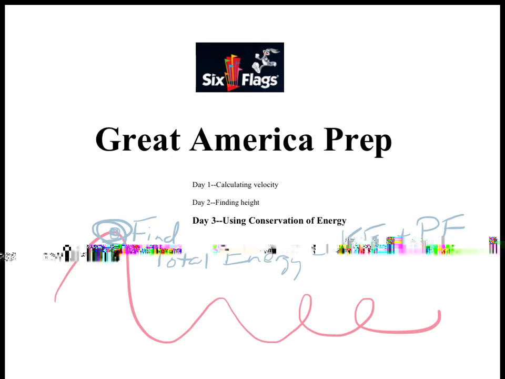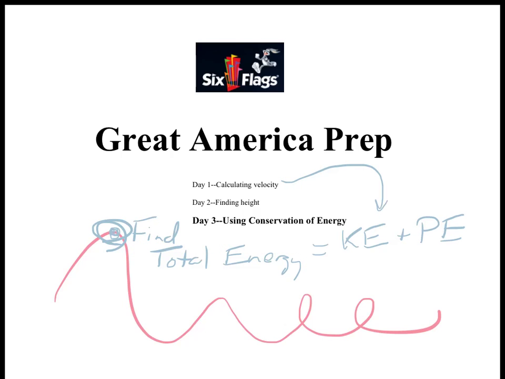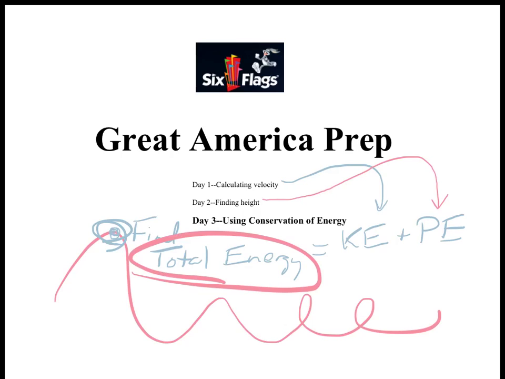So on the first day, we found our velocity at the top, and we're going to use that to find our kinetic energy. We also went through on Tuesday and found the height using our protractor, our simple sextant. And we were able to use our height calculations and our height equation to find our potential energy. So with that information, we're going to be able to find our total energy. And that's going to be our key for being able to figure out and analyze the rest of the roller coaster.